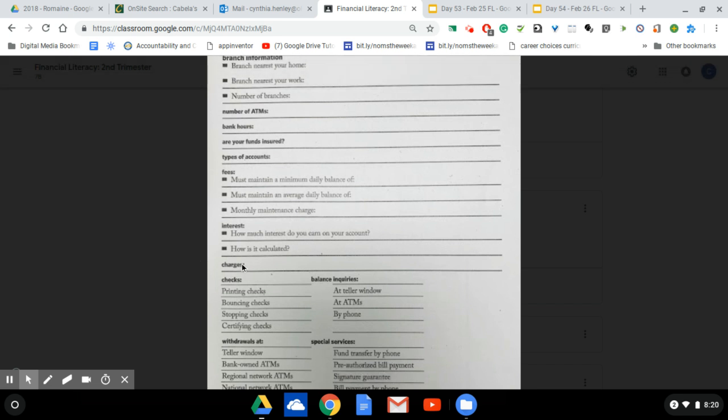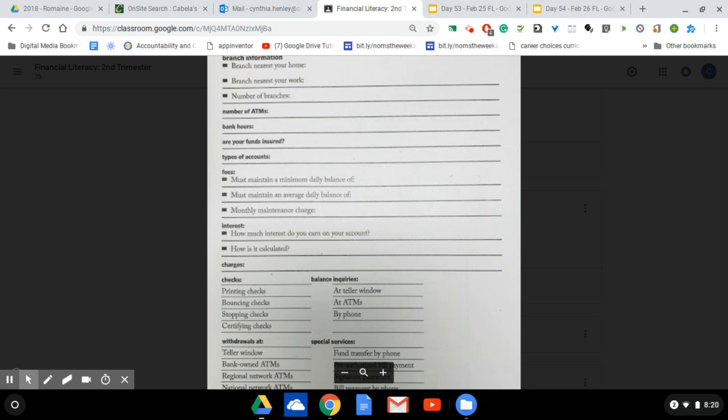We're going to take a look at charges. I'm going to talk about checks. So what's the charge for printing checks? There is a charge. What's the charge if you bounce a check? In other words, if you write a check and you don't have enough money in your account to cover it. What's the charge to stop a check? Again, these are all based on the type of checking account that you've selected that you're researching. How about to certify a check?